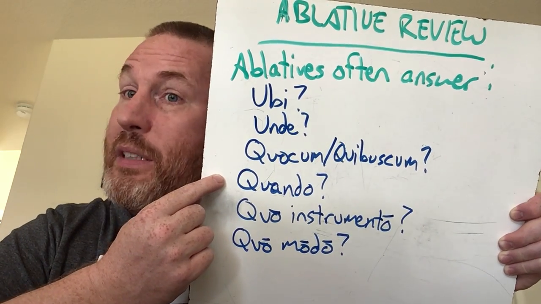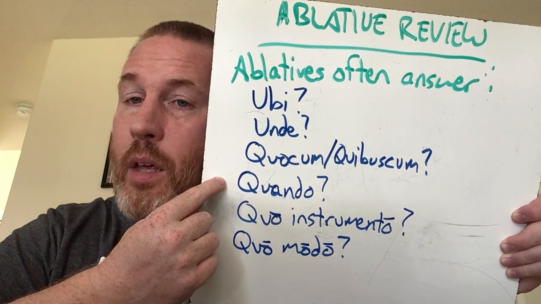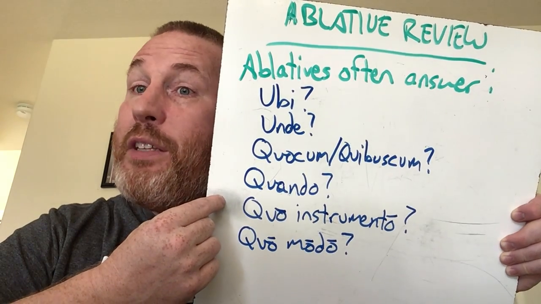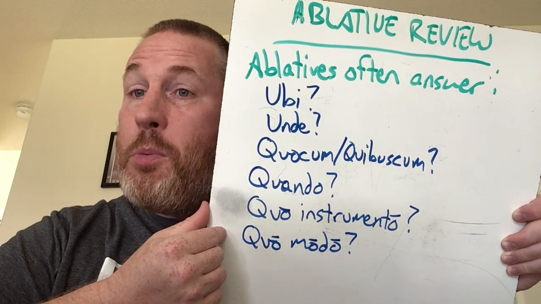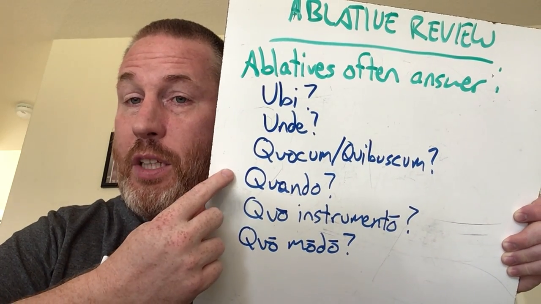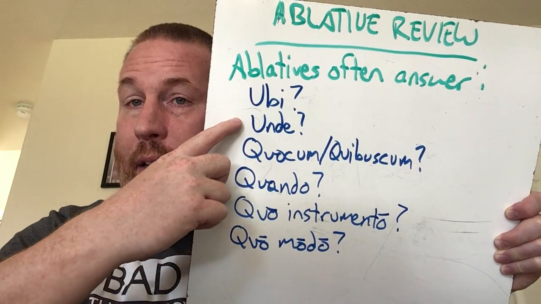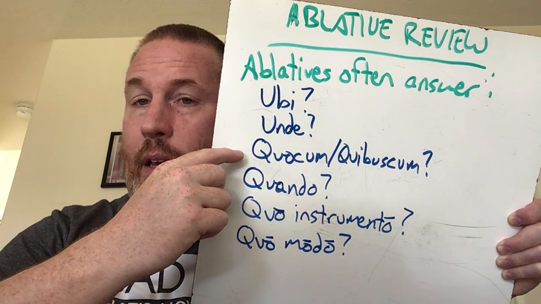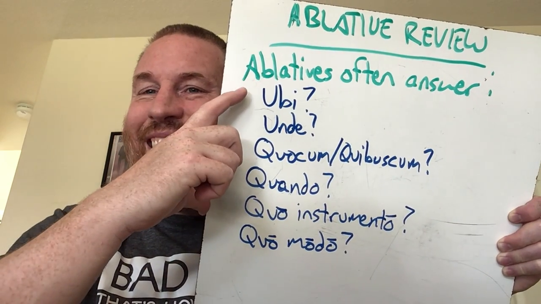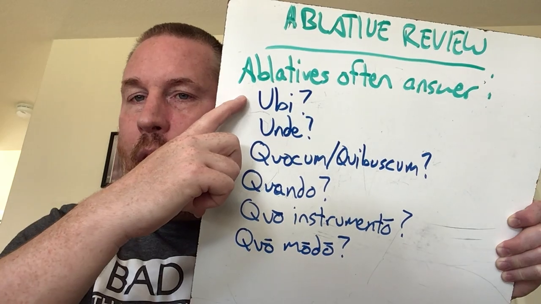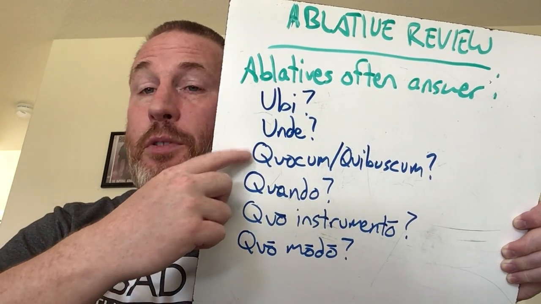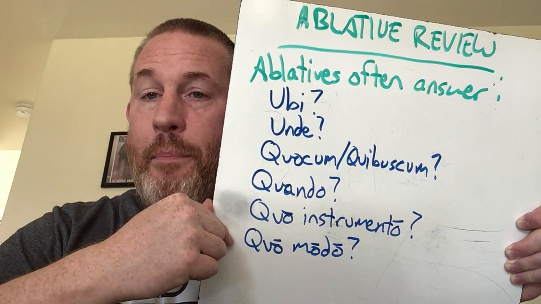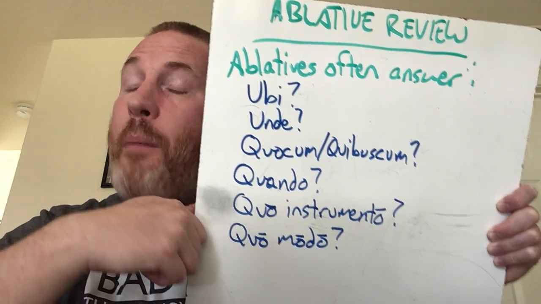Okay. Quando. This would be time. This means when. Quo instrumento. This would be instrument. Okay. And quo modo. This would be manner. So T-I-S. Where did I put it? Oh, L, okay. A, no, everything's backwards for me. A, M, TISLAM. But these are the questions.